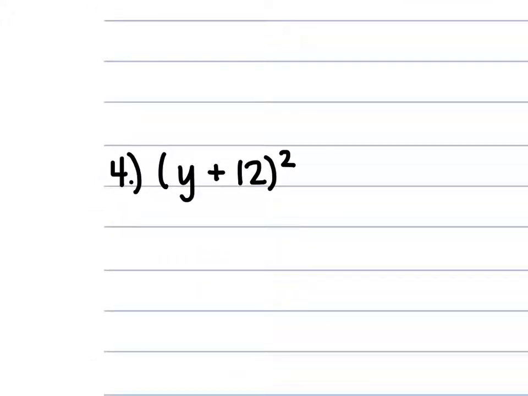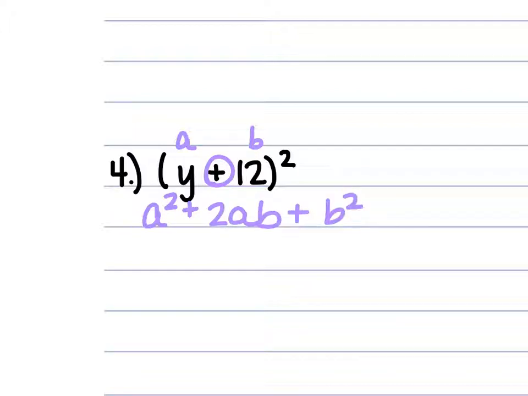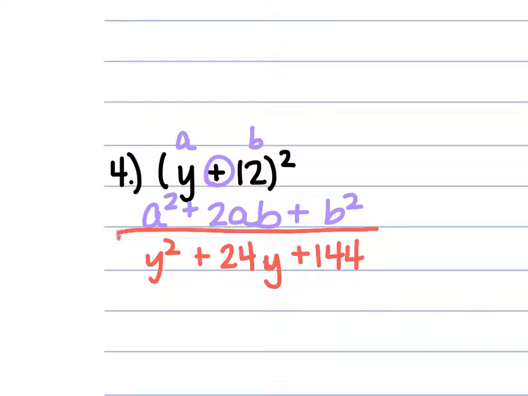For 4, we have y plus 12 squared. Our a is y, our b is 12. We have an addition sign here. So a squared plus 2 times a times b plus b squared. A is y, so that's y squared. A positive 2 times y times 12 is 24y, and 12 squared is 144. So y squared plus 24y plus 144.